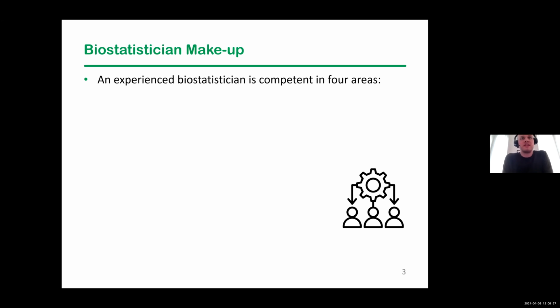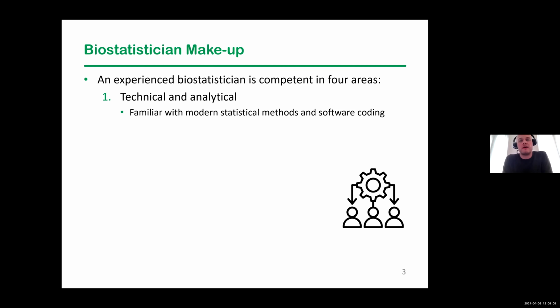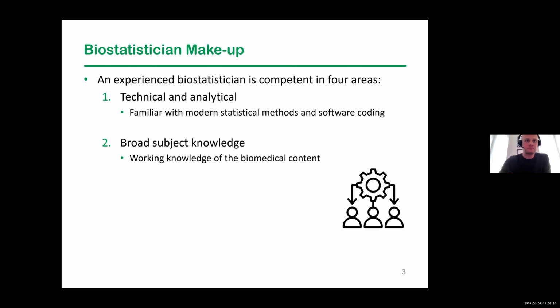So an experienced biostatistician is competent in 4 areas. And I hope for those of you that have worked with me before that you kind of feel like this is true, as well as with Janet and others from my group. But the 4 areas are, the first is technical and analytical. So we are familiar with modern statistical methods, software coding. So hopefully we've got some broad knowledge, and you've probably heard the terms like SAS or SPSS or R or Python. Hopefully a good statistician is knowledgeable of those softwares and the applications that you can use on those softwares to answer your research questions.